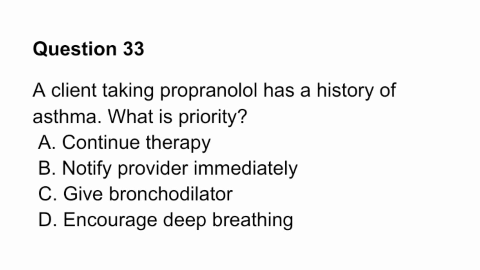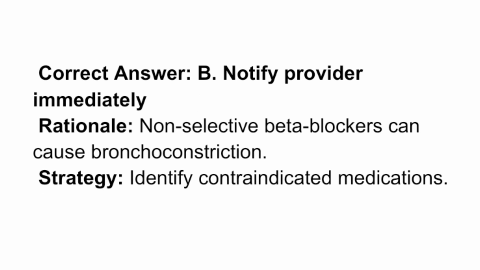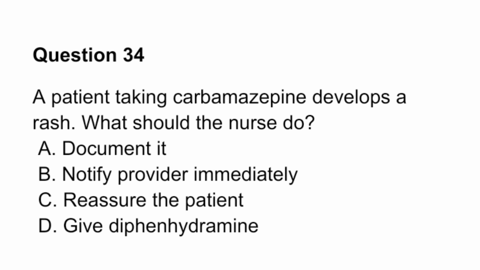Question 33. A client taking propranolol has a history of asthma. What is priority? A. Continue therapy. B. Notify provider immediately. C. Give bronchodilator. D. Encourage deep breathing. Correct answer, B. Notify provider immediately. Rationale, non-selective beta blockers can cause bronchoconstriction. Strategy, identify contraindicated medications.